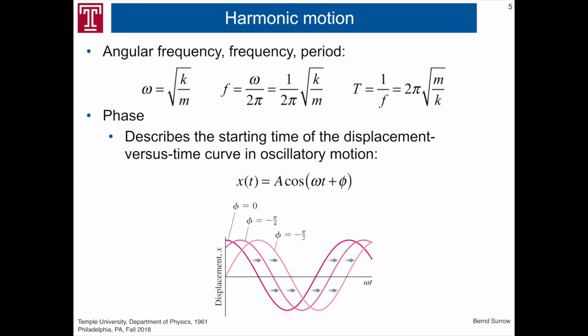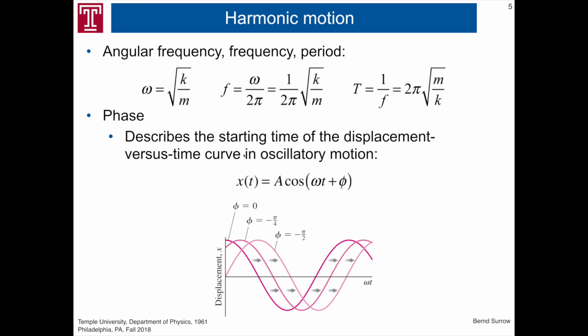So angular frequency can be written as omega equals the square root of k over m. The frequency is omega over 2 pi. So now you can replace your omega. So frequency is 1 over 2 pi times the square root of k over m. And the period is 1 over f, so 2 pi times the square root of m over k.